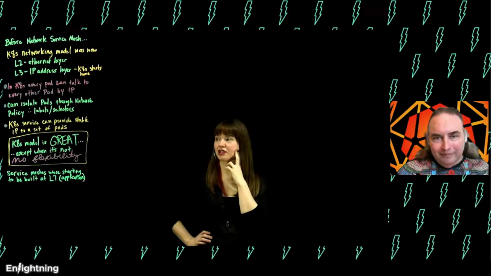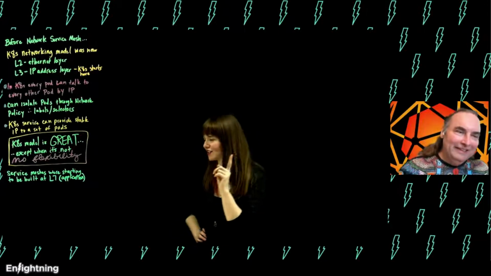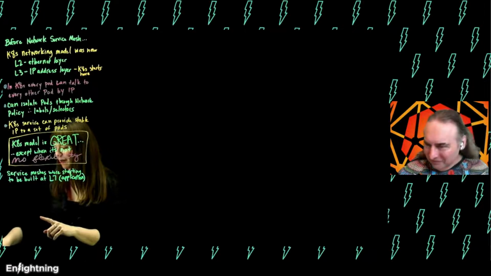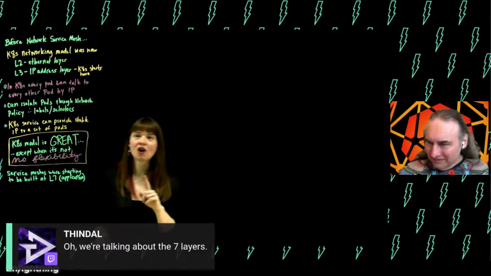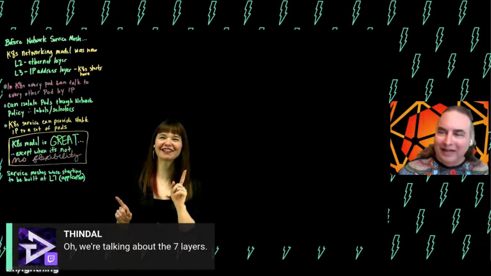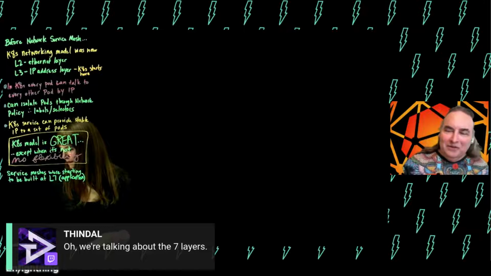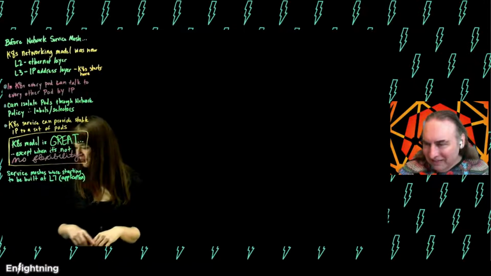Okay, I have questions. I want to acknowledge Thindle. Thindle was like, oh, we're talking about the 7 layers. We're talking about the 7 layers of the Open Systems Interconnection, OSI, model. I apologize, Thindle. I've been trying to describe them as we go because I know not everyone is familiar.